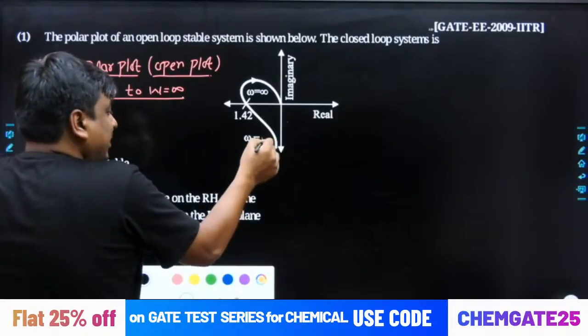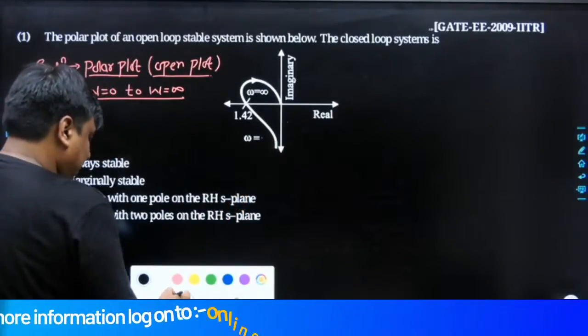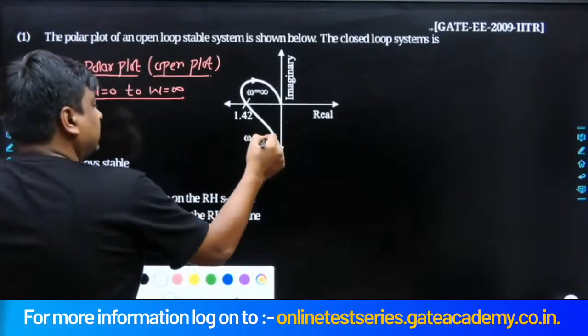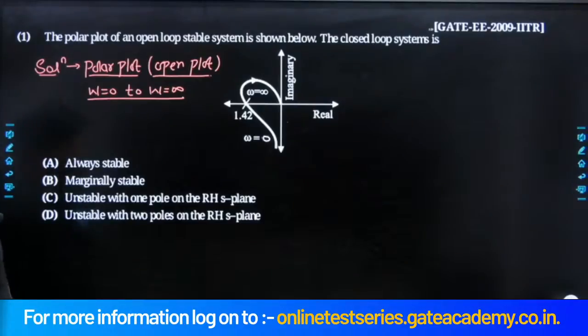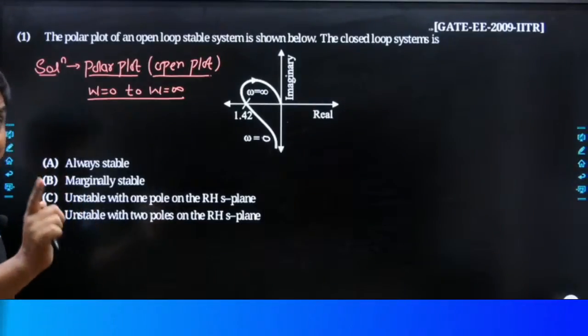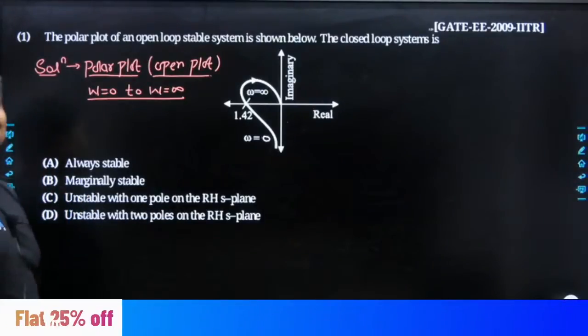This has not been omega equals infinity. It had been omega equals 0. And once you read this problem carefully, they had been talking about the closed loop stability of the system. It had been communicated earlier.